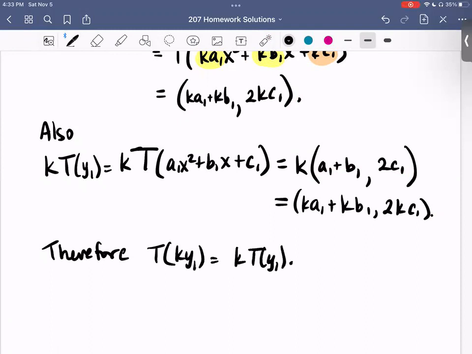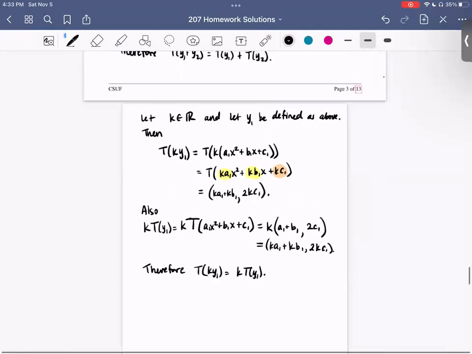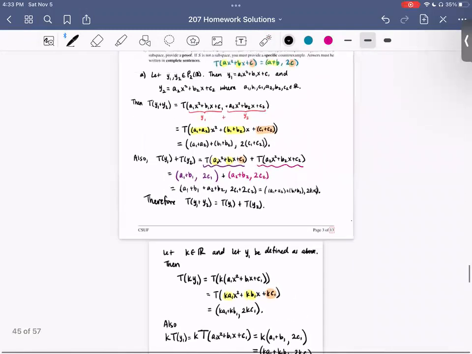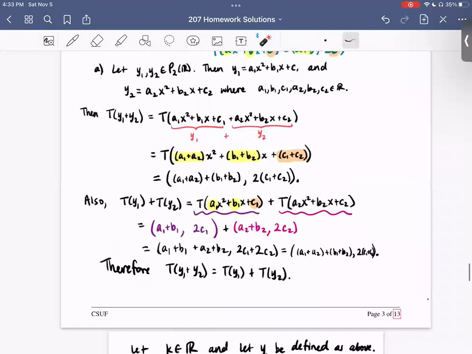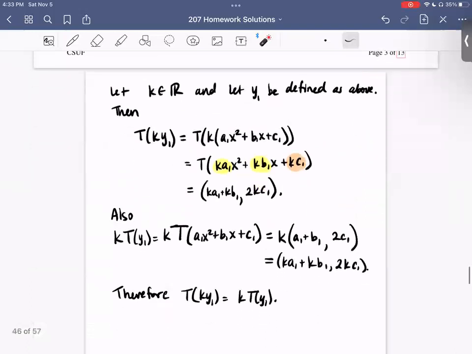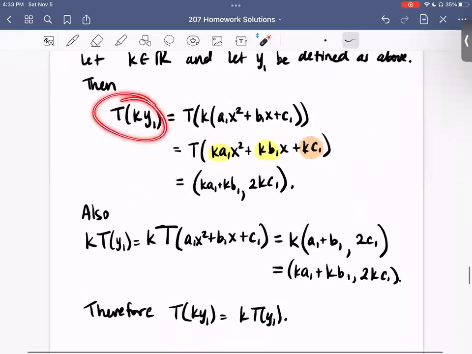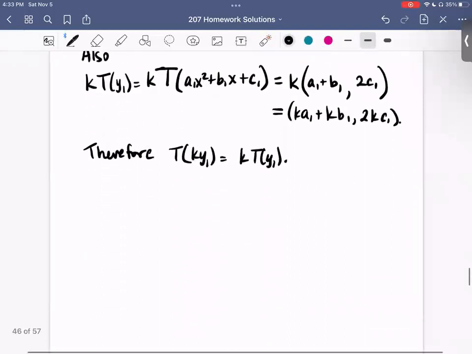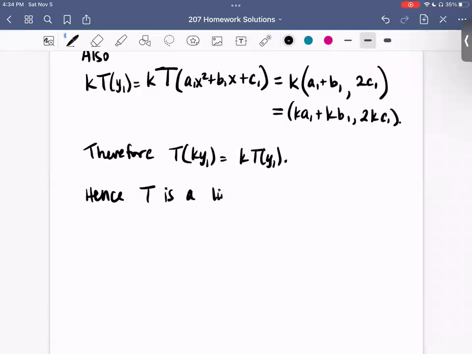And since we've shown both of the things we wanted to show, let me go back up here. Up here we showed that if I take the transformation of the sum, that's like if I had taken the transformation individually and then added them together. And here we showed that if I take the transformation of a scalar times y1, then I get a scalar times the transformation. So because we showed those two things, now we can say, hence T is a linear transformation. And we're done. That's the first part of this problem.